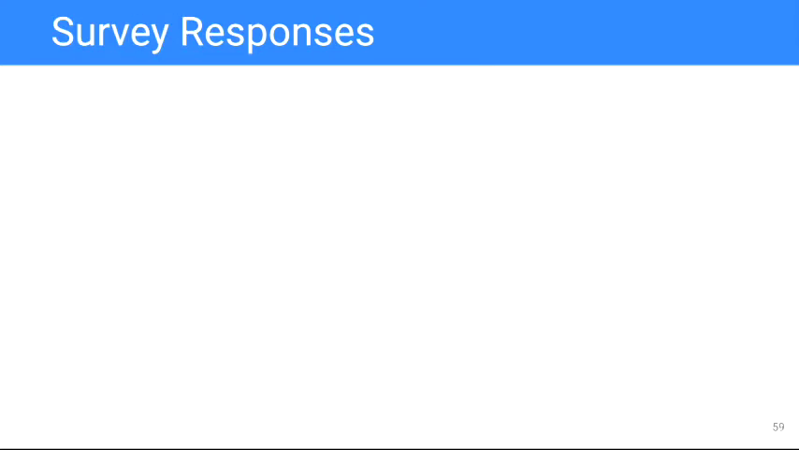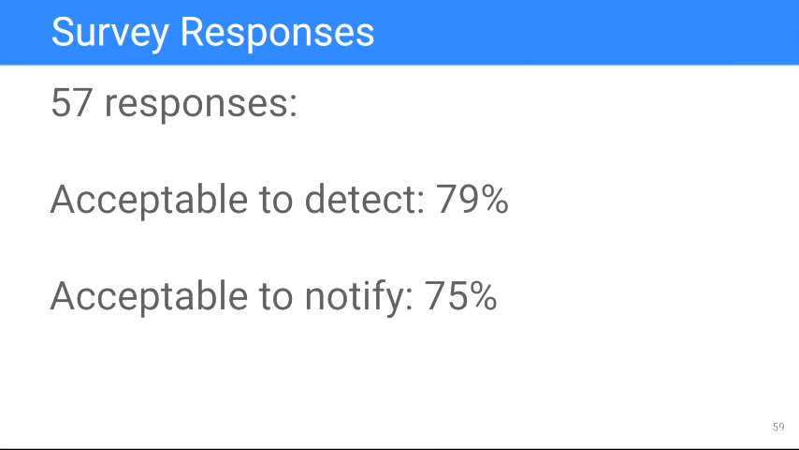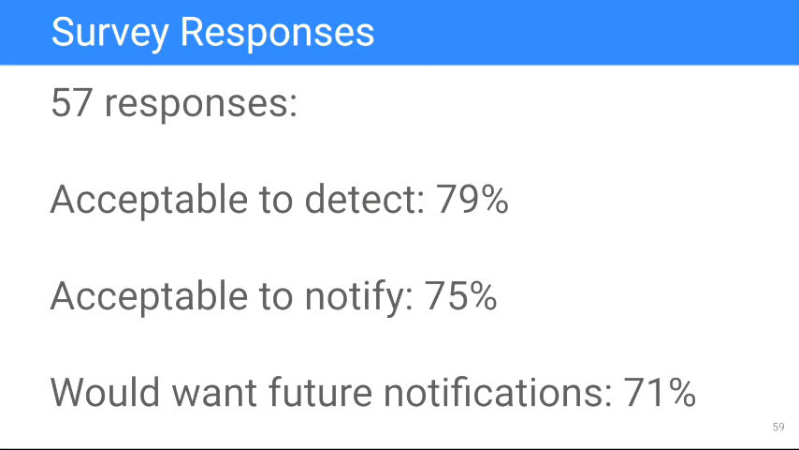When we looked at the survey, our survey was a rather simple seven question yes, no answer survey. And the survey itself, as well as our emails, are in the appendix of our paper. We actually received 57 responses. Now, while it's a 7-question survey, I just want to highlight 3 of the answers. When we asked whether it was acceptable to detect, the vast majority said it was okay, as did the vast majority for notification. And again, most of them indicated that they would like to receive future notifications.